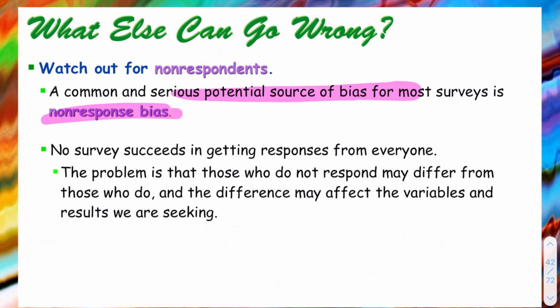So let's say we're trying to figure out if block scheduling was effective in the first quarter, and I ask all of the teachers, and we have 60 teachers in the school, and only 35 respond. And those 35 teachers have very strong opinions one way or the other. Well, we have to take into account those non-responses. No survey succeeds in getting responses from everyone. The problem is that those who do not respond may differ from those who do, and the difference may affect the variables and results we are seeking.